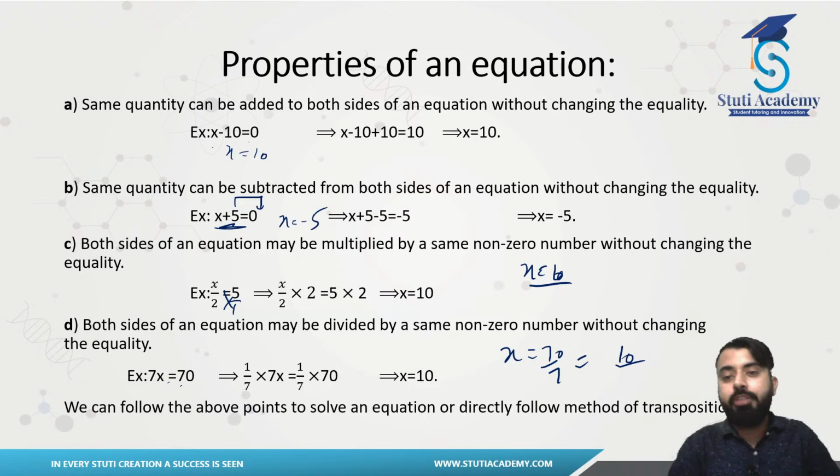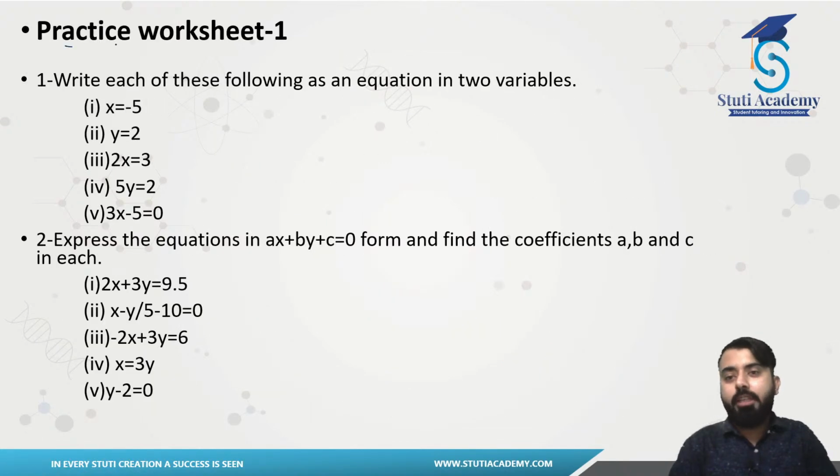So that is the point right here. That must be noted. Now let's see what we have now. So we have some practice worksheet right here. Write the following as equation in two variables. So we have to write them as linear equations in two variables. You guys see how we are going to deal with this one. We have to write them in two variables, and I can see my general form of linear equation in two variables. That is what? ax plus by plus c equals 0.